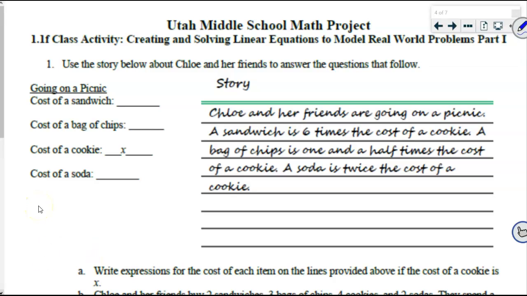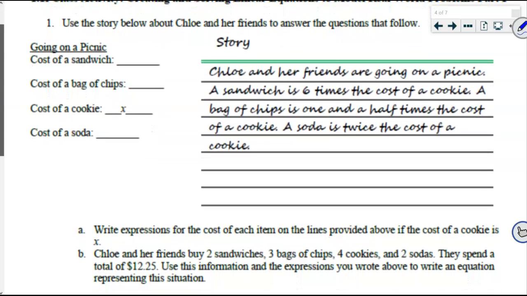Okay, and now we are finally ready for 1.1f, where we are creating and then solving linear equations. Up until now, we've had these types of stories, but they've been really, really baby stepped for us. We've been able to have most of the work already done, and we just kind of interpret or do a little bit. But with this lesson, we're going to really have to do all of the writing. So it says, use a story below about Chloe and her friends to answer the questions that follow. Let's read the story.